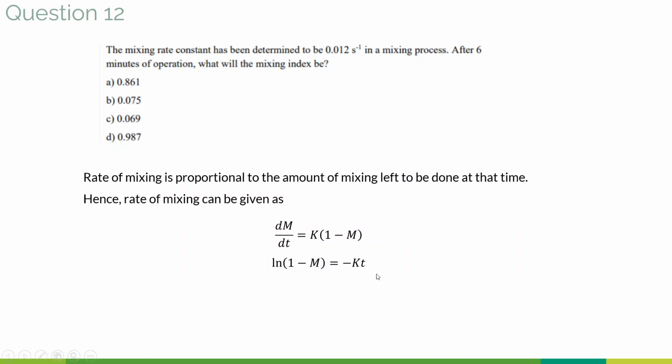So you have time, which is 6 minutes. You need to convert that into seconds. And you have k, which is in second inverse, which is 0.012. So it's just a mere substitution problem, where ln of 1 minus M is equal to minus 0.012 into 6 minutes, and then I'm converting that into seconds. So I'm multiplying it by 60. So minus 0.012 second inverse into 6 into 60, which is 360 seconds.